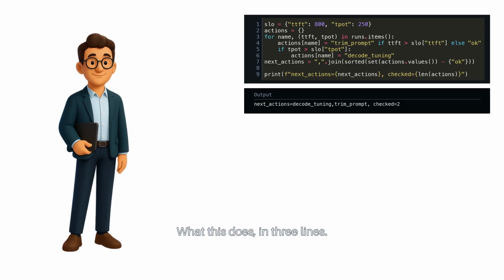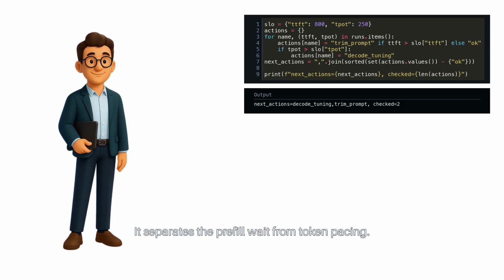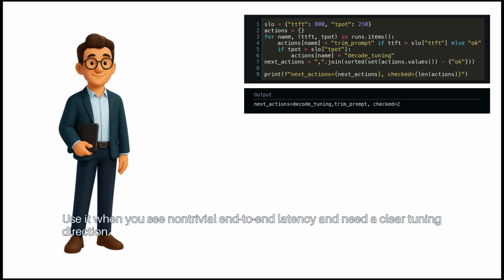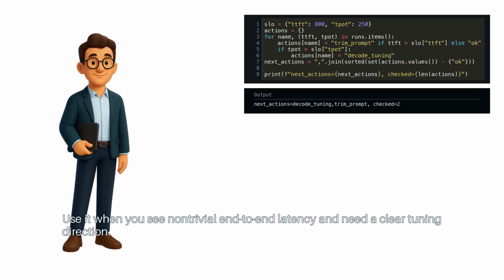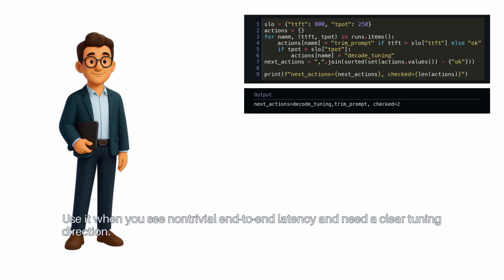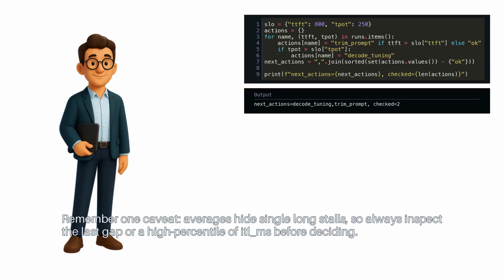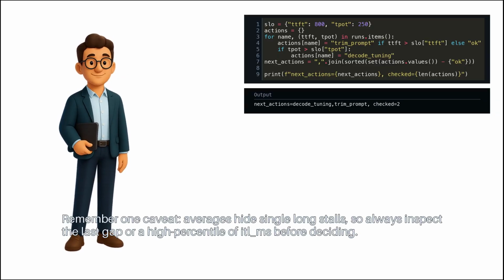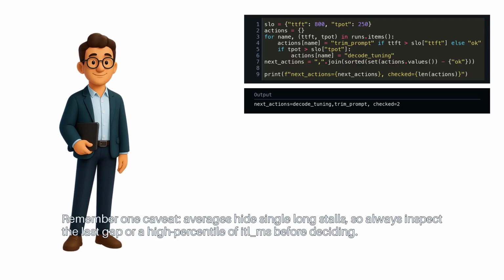What this does in 3 lines. It separates the prefill wait from token pacing. Use it when you see non-trivial end-to-end latency and need a clear tuning direction. Remember one caveat. Averages hide single long stalls, so always inspect the last gap or a high percentile of ITL-MS before deciding.